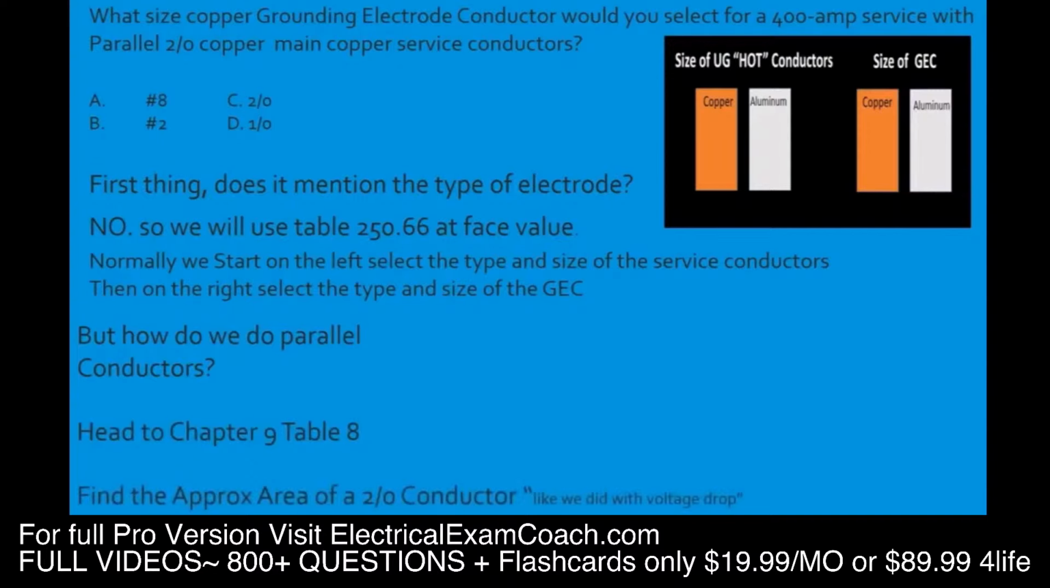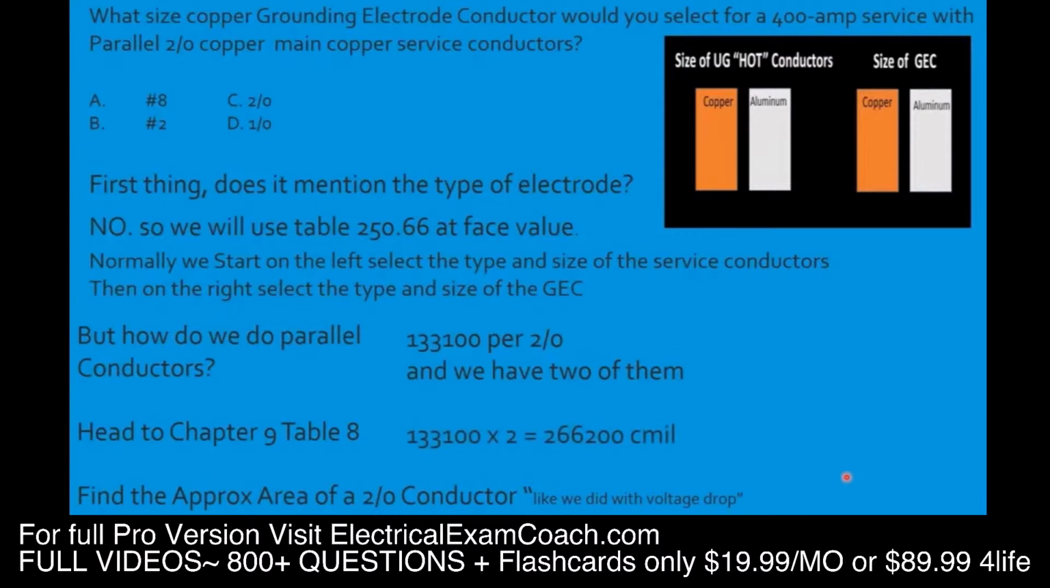First, we need to find the approximate area of one 2/0 conductor, just like we did with voltage drop. So we go down on the left-hand side, we come over, and we find the area in circular mils. Each 2/0 copper service conductor, starting on the left-hand side to find our wire, then coming over two small columns to the circular mils area, we find that each 2/0 is 133,100 circular mils. But we have two of those conductors, so we just multiply it by 2, and that gives us our total circular mils, okay?